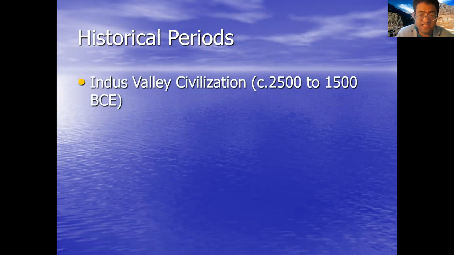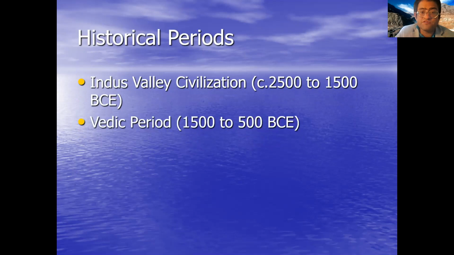First, the time period between 2500 and 1500 BCE. For those of you who might not be familiar, BCE means before Common Era. It's equivalent to BC, before Christ, but doesn't have as much of a religious connotation. Instead of AD, which means roughly year of the Lord, we say CE, Common Era. So BCE and CE. We're also going to look in our next lecture at the Vedic period, from 1500 to 500 BCE.